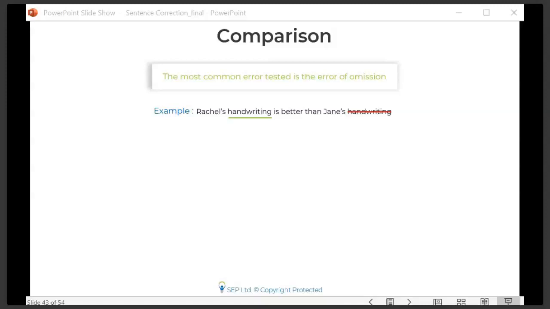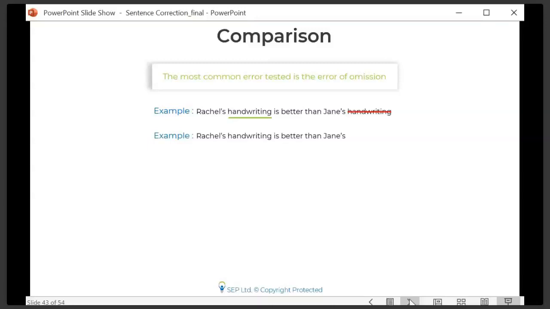So here we can omit the word handwriting because it is being written twice. So even if we write Rachel's handwriting is better than Jane's, the understanding is that we are talking about Jane's handwriting. There is no ambiguity here in understanding the intended meaning.